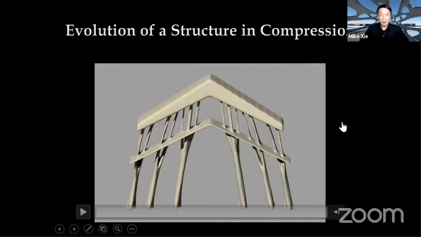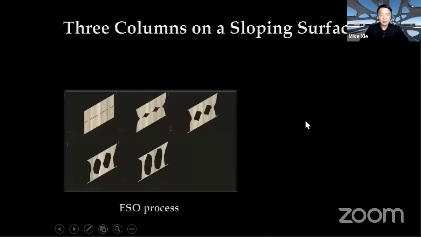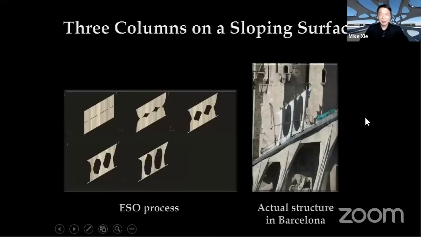resemblance between what we can find from ESO and what Gaudi designed, and Mark used parametric digital tools to obtain the final construction. So on the left-hand side, that's an ESO process of deleting the material with the highest tensile stress. Within a few seconds on the computer, you would get a shape like this. These shapes are almost identical to what you would see in Barcelona in the real cathedral.